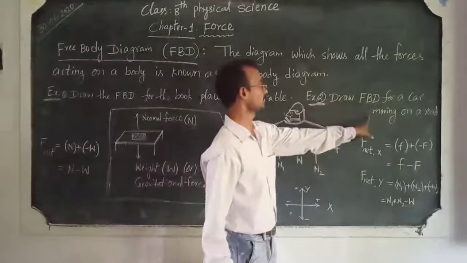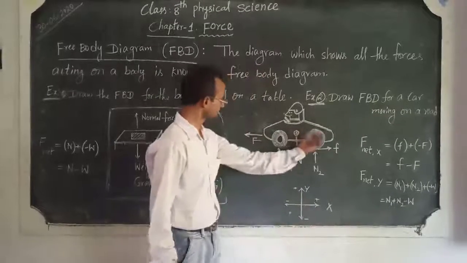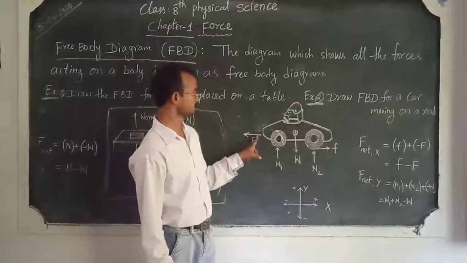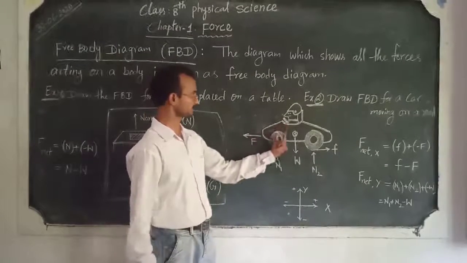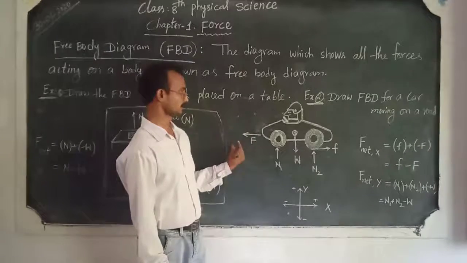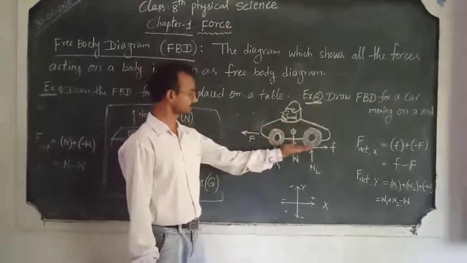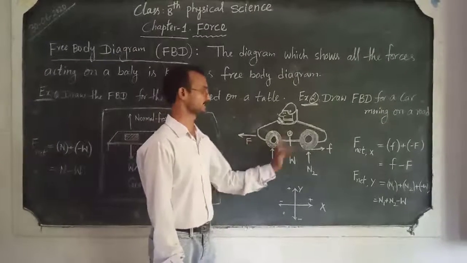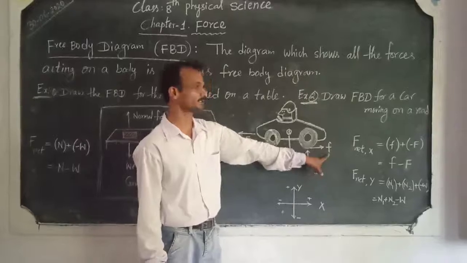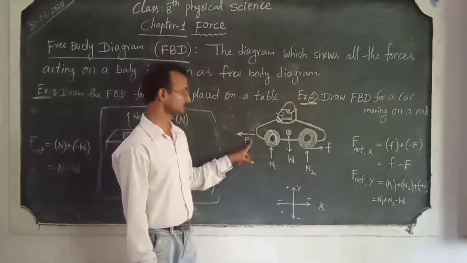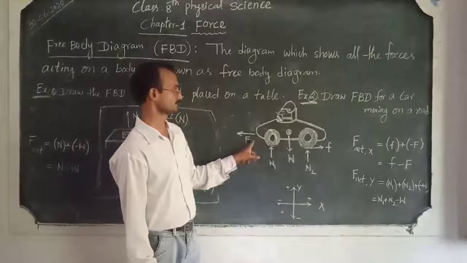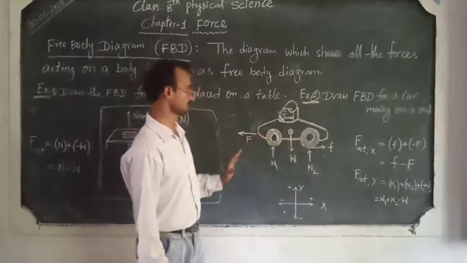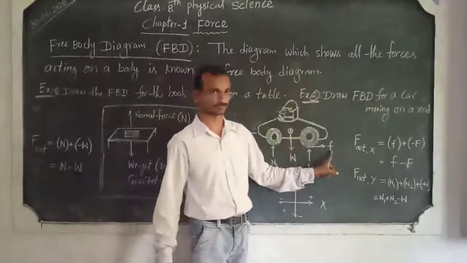One more question we see. Draw the FBD for a car which is moving on a road. Suppose the car is moving forward on a road. What are the forces acting here? The engine applies a forward direction force. And if any object is moving over the surface of another object like a road, an opposition force will act. That is called frictional force. Small f is the frictional force. The capital F is the engine force, the applied force of the engine. These two forces act in the x-axis direction, parallel but opposite to each other.